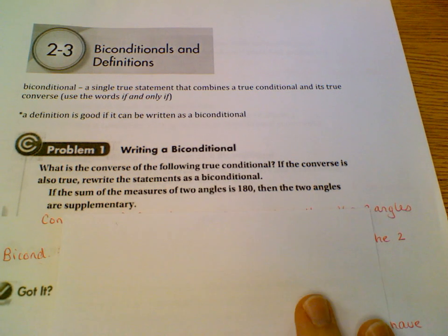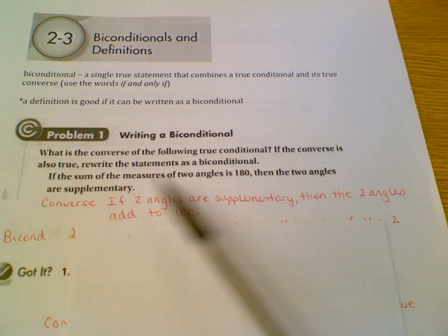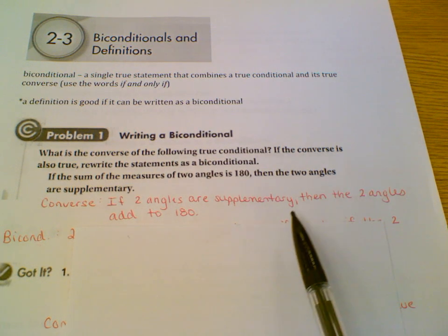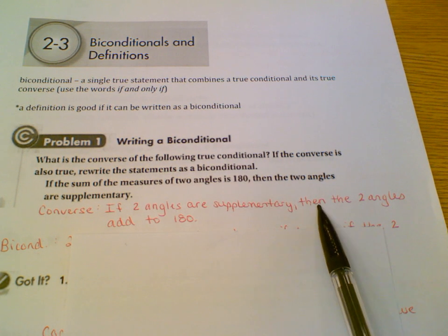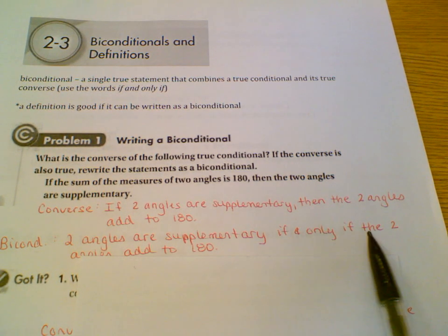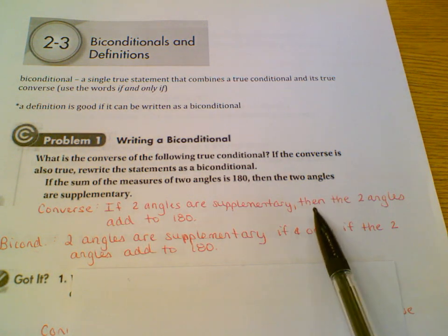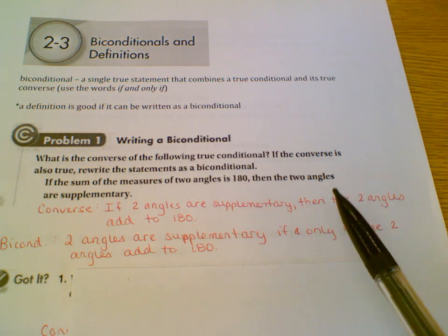So remember, converse is where we're going to switch it. So we're going to say, if two angles are supplementary, then the two angles add to 180. That is true, so I would rewrite it as a biconditional. So biconditional means take off those words if and then, and we're going to put if and only if in between here. So two angles are supplementary if and only if the two angles add to 180. So notice I just took off the words if and then, and I put if and only if right here in between the hypothesis and conclusion.